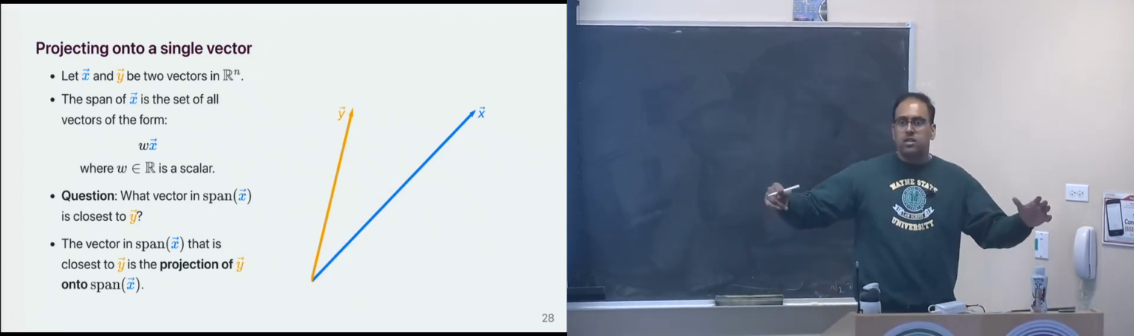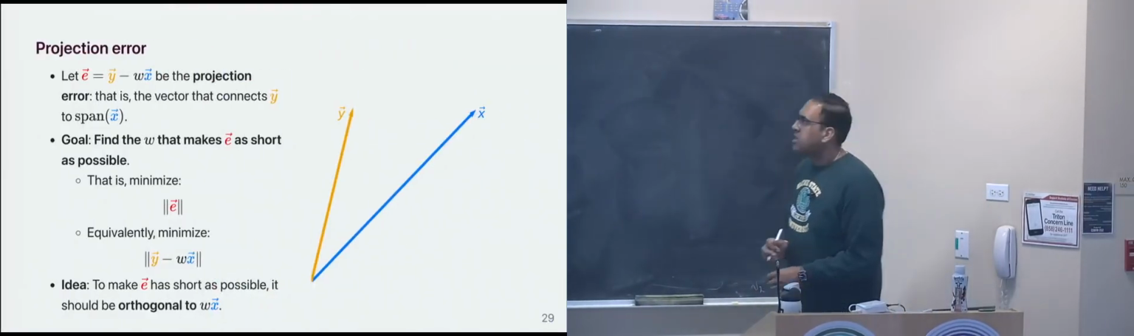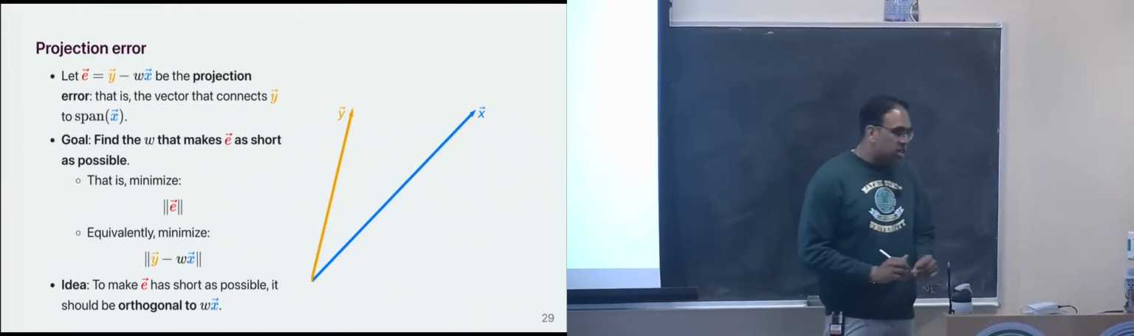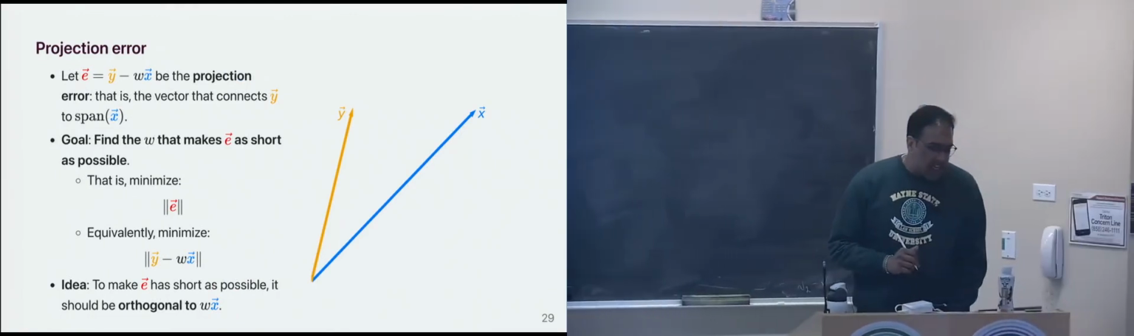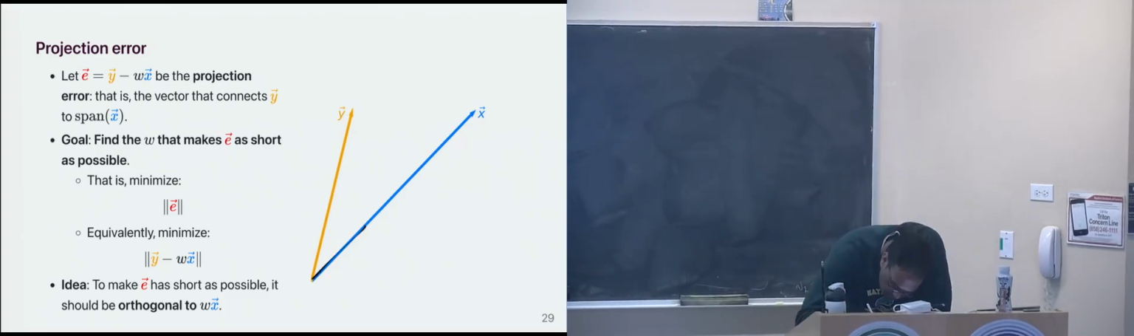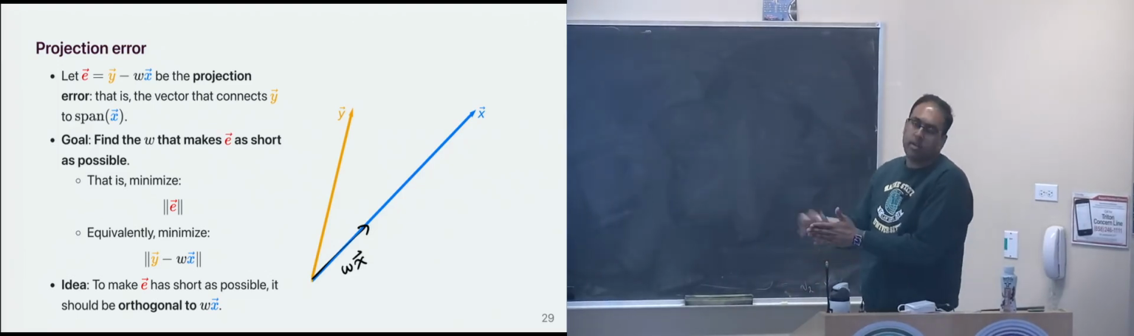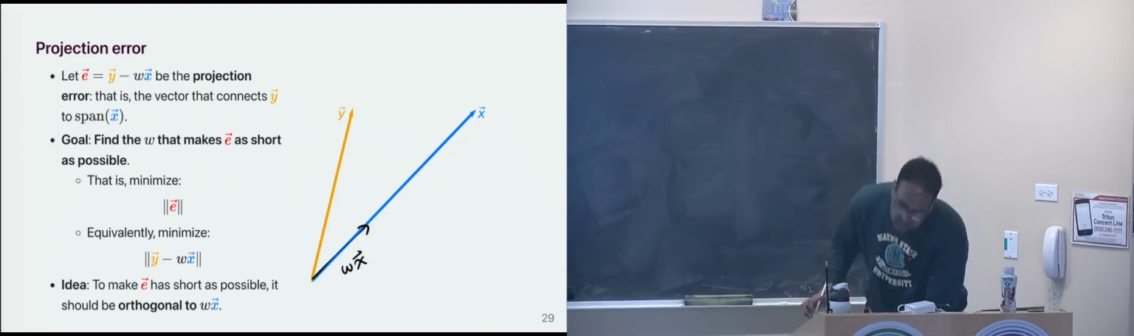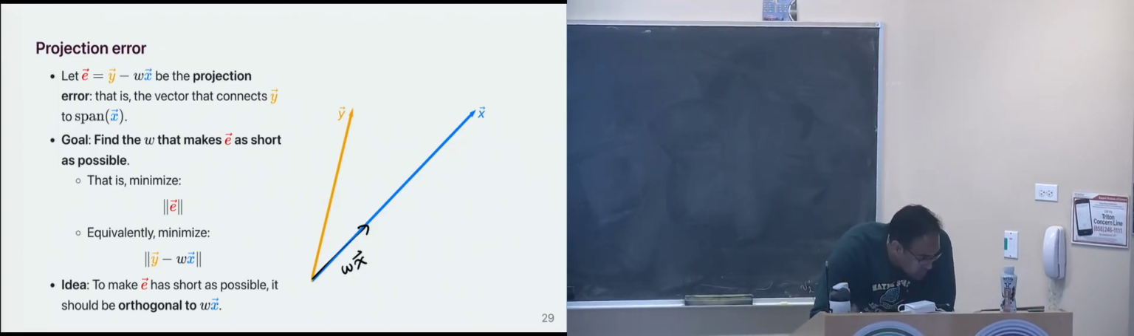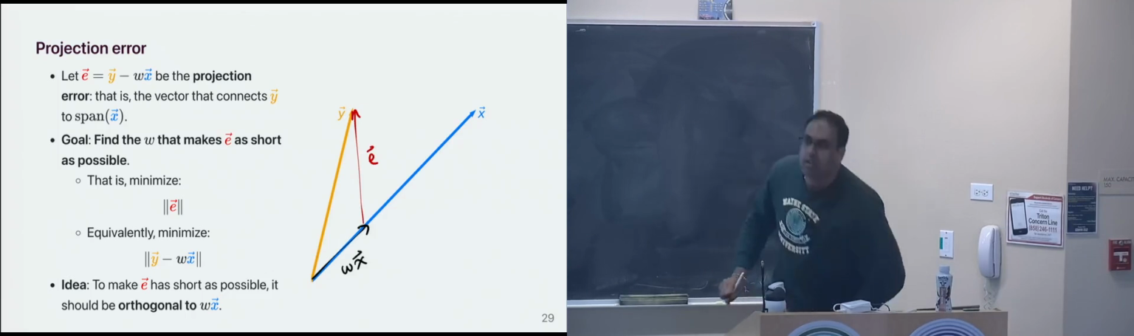Sound familiar? Okay. Here's how I'm going to make this precise. To measure how bad my projection is, I'm going to find the difference between y and my projection. So here's what I mean. My projection is of the form w times x, where w is the weight that I'm applying to the x vector to change how far I'm going. Okay? The error is the difference between y and xw. That's the error vector. Okay?